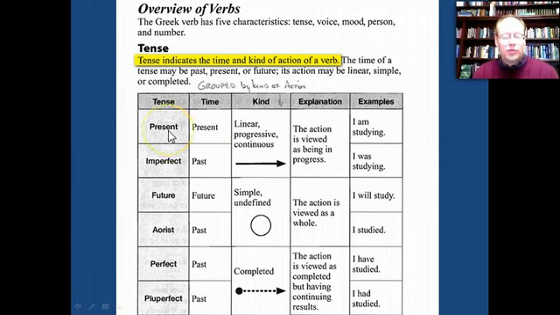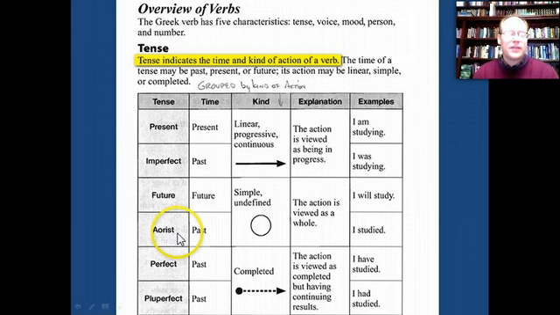And this chart groups these tenses by the kind of action being expressed by the tense. Present and imperfect tenses are linear, progressive, or continuous. That is, the action is viewed as being in progress. It's like watching a video. For example, present is I am studying. The imperfect, I was studying. Both of those indicate continuous action, one in the present, the other in the past.